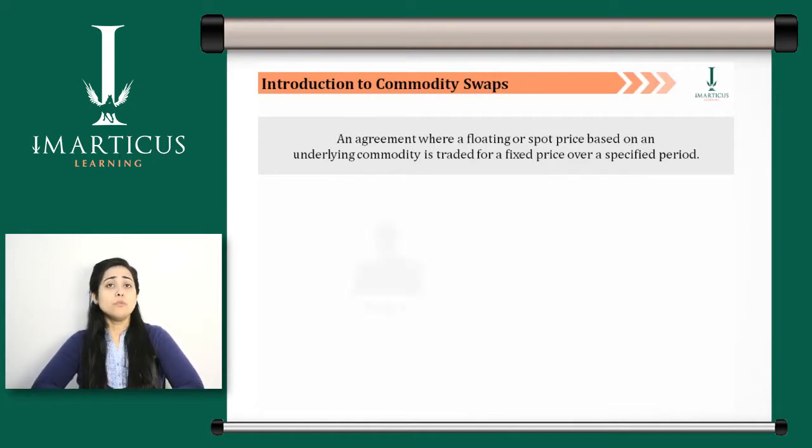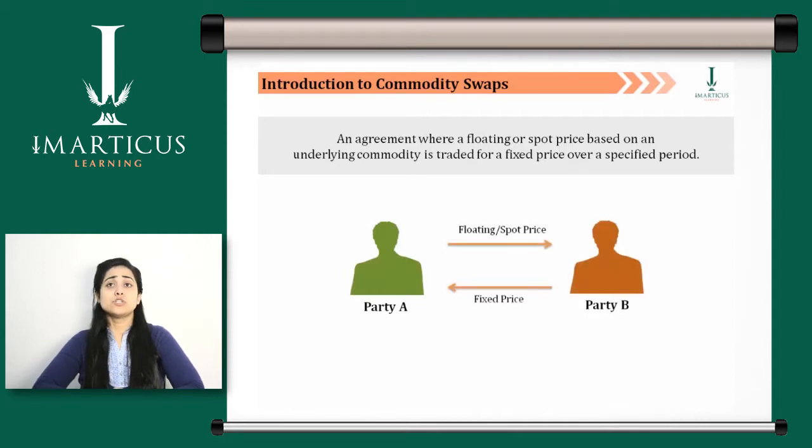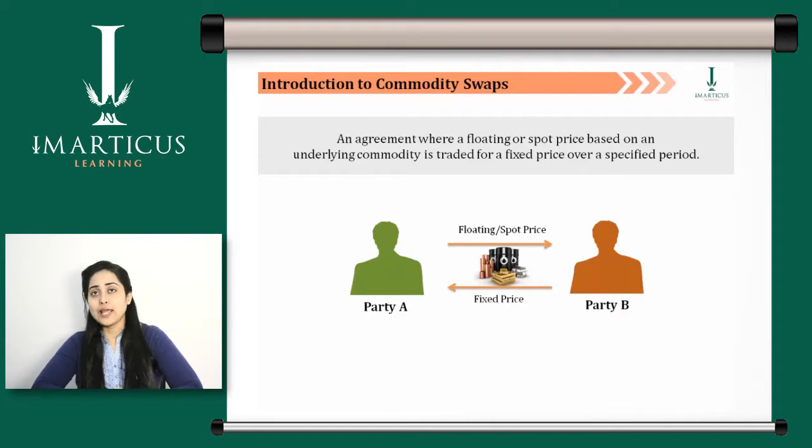A commodity swap is similar to a fixed floating interest rate swap but with one major difference. In a fixed to floating interest rate swap, the floating leg is dependent on market rates such as LIBOR, but in a commodity swap, the floating leg is based on price of an underlying commodity like sugar, oil, etc.